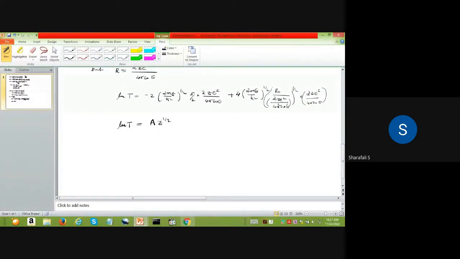And there is one more term which will come as r0 raised to 1 by 2, and all other terms are constant. This e raised to 1 by 2 here, e raised to 1 by 2 here, they will produce one e in the numerator, and you are having one e in the denominator. They will cancel each other. So there will not be any e term in the second part of this equation. Only there will be one z raised to 1 by 2 and r0 raised to 1 by 2, and all other terms are constants. So that is replaced with a.